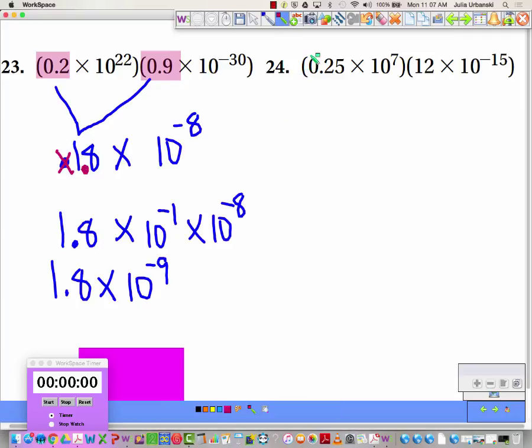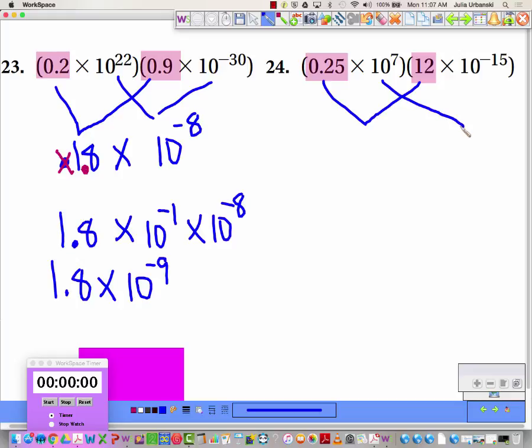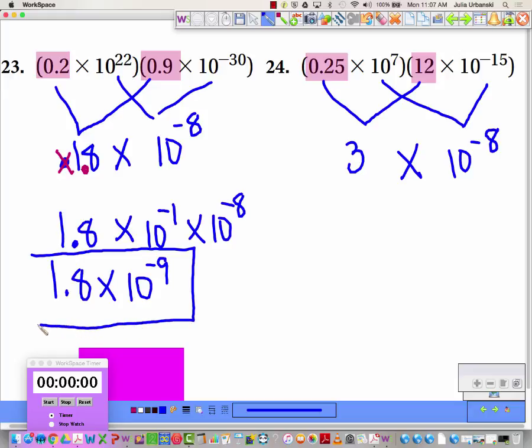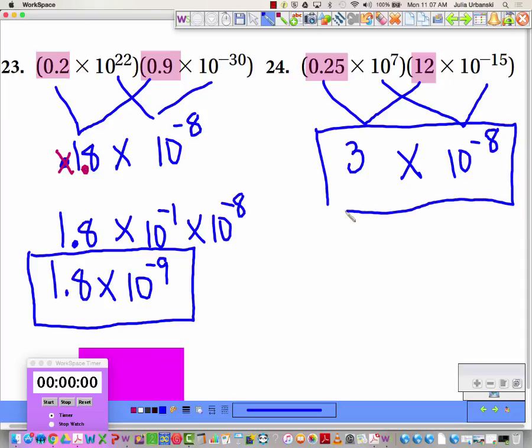All right, do number 24. Do step number 1 on your own. It's 3. Times what? Okay, what do I need to do next? Nothing. Good, why? Because the decimal is in the right place for scientific notation.